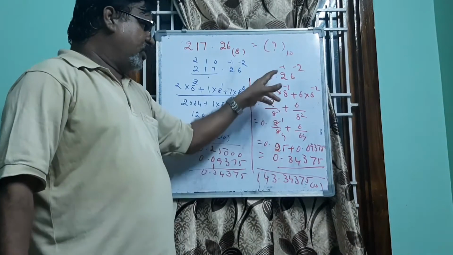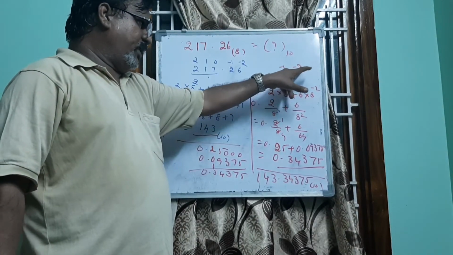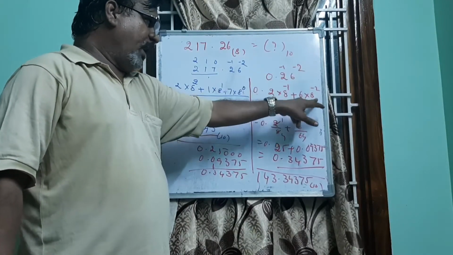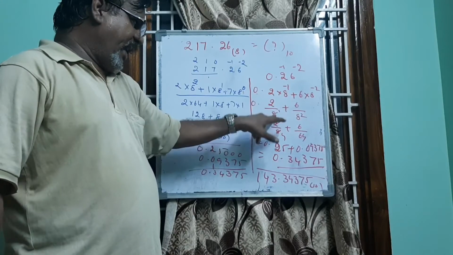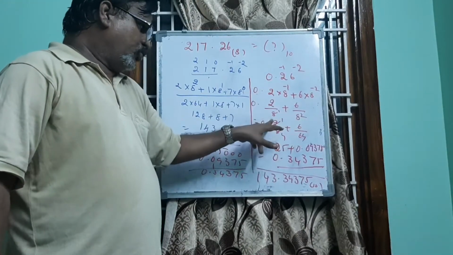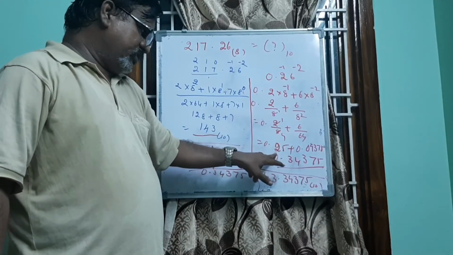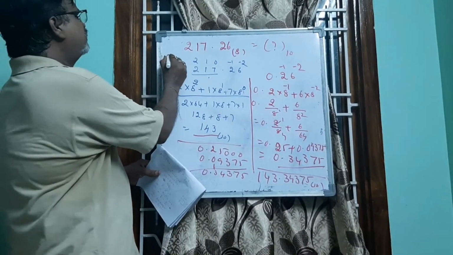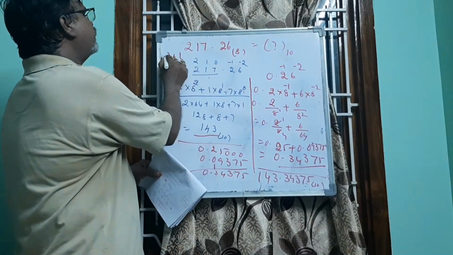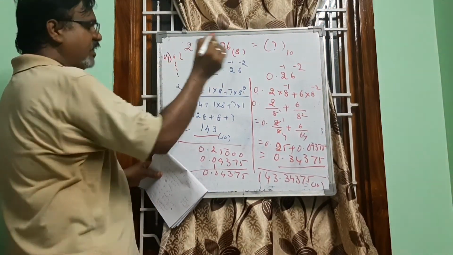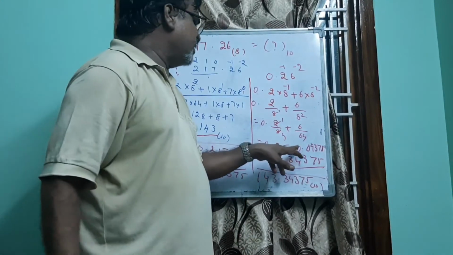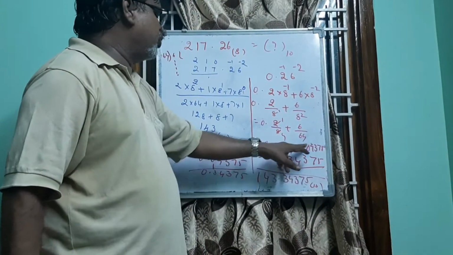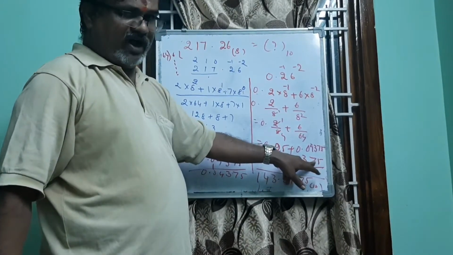Coming to the fractional part, so 2 into 8 power minus 1, and 6, whose position is minus 2, into 8 power minus 2. So this is 2 by 8, 6 by 8 square. 2 by 8 is nothing but 1 by 4, which is nothing but 0.25, plus 6 by 64. I think you know very well that 6 should be divided by 64. This calculation is left for you. You will get the result as 0.09375. So by adding these two, you get 0.34375.